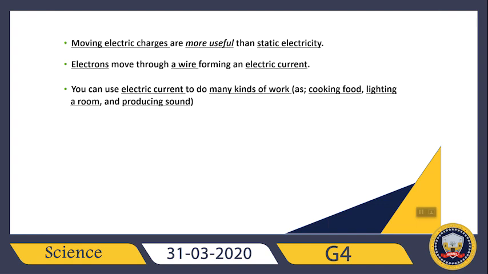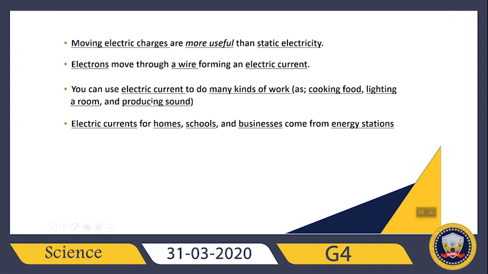Like what? Like cooking food with the electric stove, like lighting houses by using electric lamps, like producing sound by using the electric bell, the radio, or the television. So the electric current is useful to do many kinds of work in our daily life. That's why it's more useful than static electricity. So electric currents, for homes, schools, and businesses like hospitals and factories, come from energy stations.